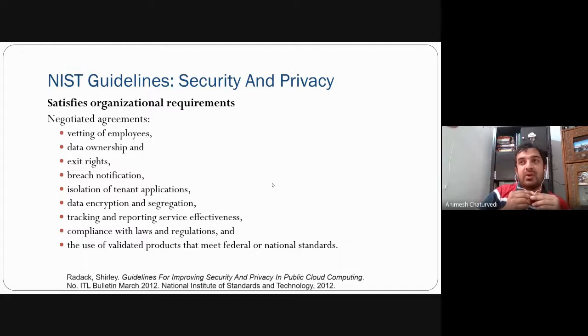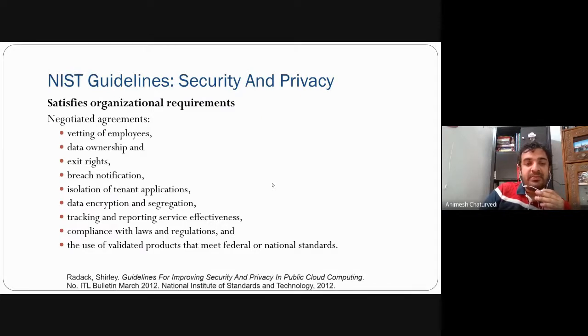So that the services can be maintained effectively. Then compliance with laws and regulations. A particular law and regulation should be monitored and managed. So that is compliance with laws and regulations. Then the use of products, meaning the product should meet the requirements of federal or national standards. There are some geographically larger organizations like countries and federal systems. These nations and federal systems have their own standards.